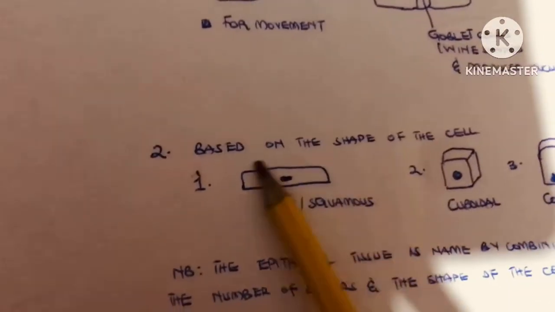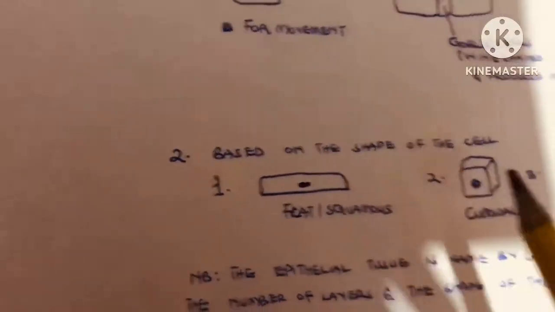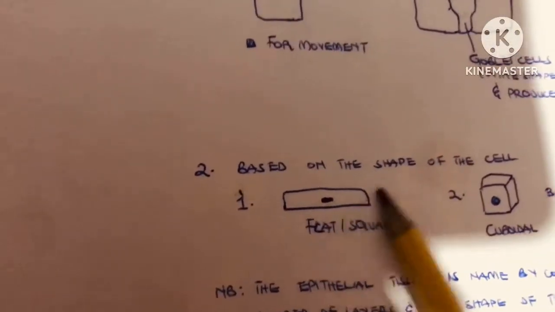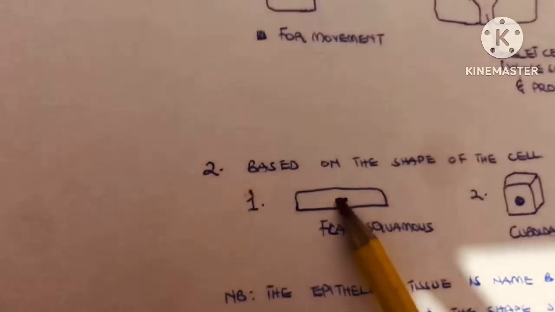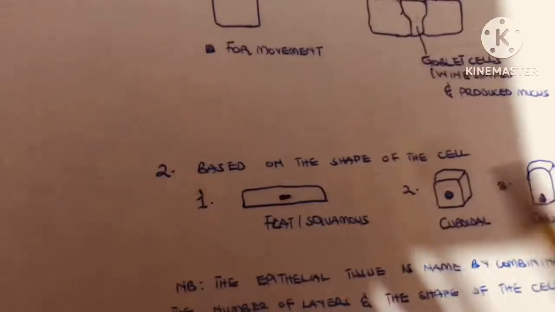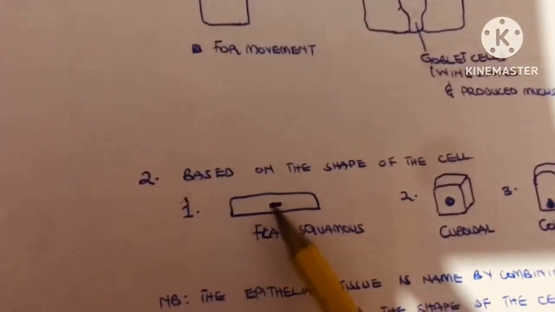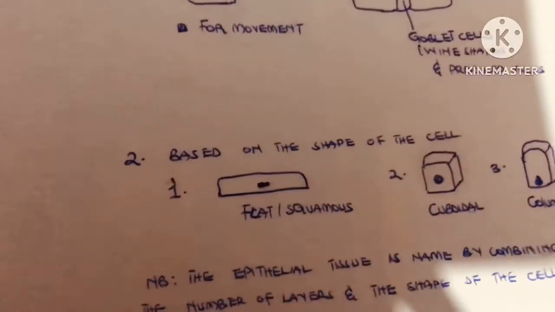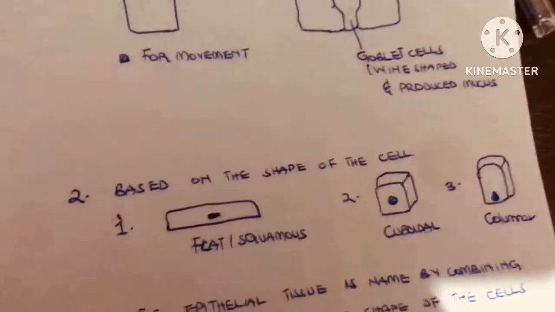Sometimes the cell can be flat like this, and we call that squamous. So that means the shape of the cell is squamous or flat. And this is the nucleus. You can see that the nucleus too is flat, because in rare tissue sections, sometimes you don't see the layers of the cell. You can only see the nucleus. So the nucleus will help you to know that this is squamous, or this is this, or this is that.